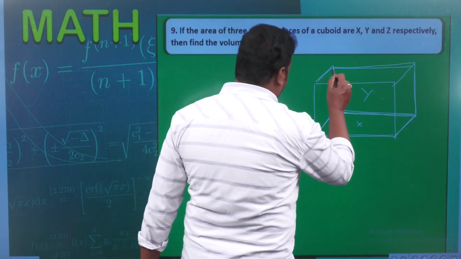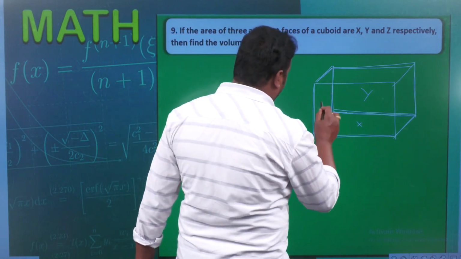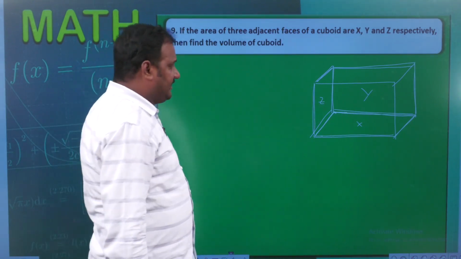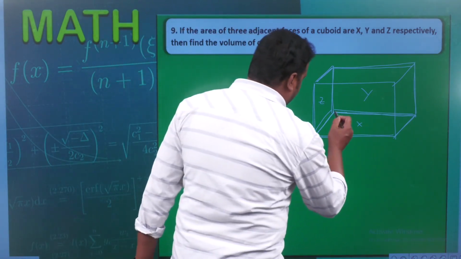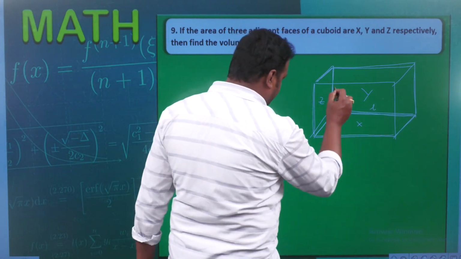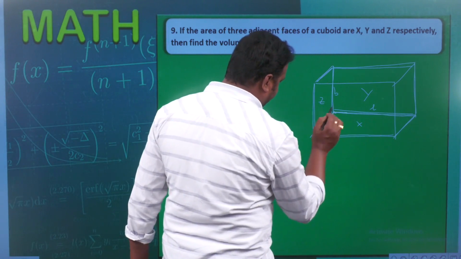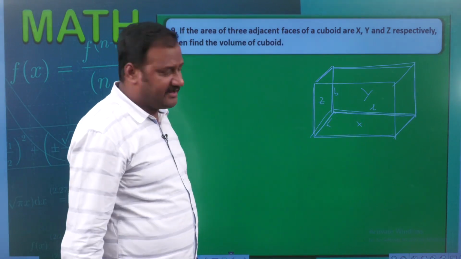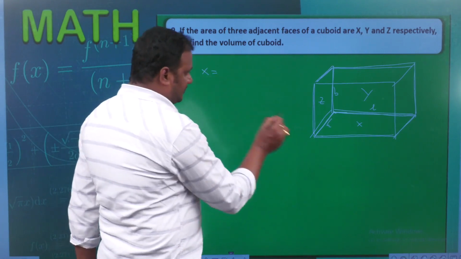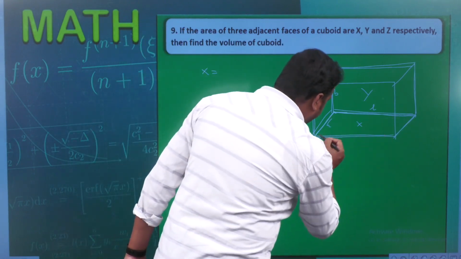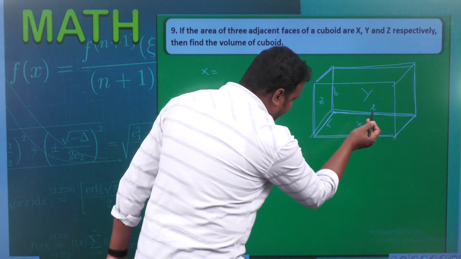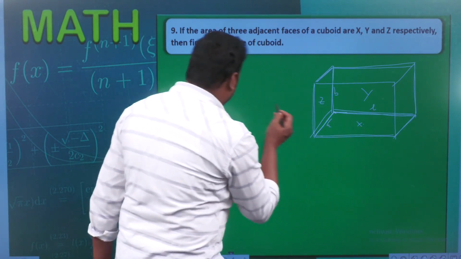So this is the next face whose area is equal to z. This is the information given. Let us say the length of this cuboid is equal to L, breadth is equal to B, height is equal to h. So where x is equal to the area of this base, means area of this rectangle. Area of this rectangle is equal to length into breadth, right? So L into h.